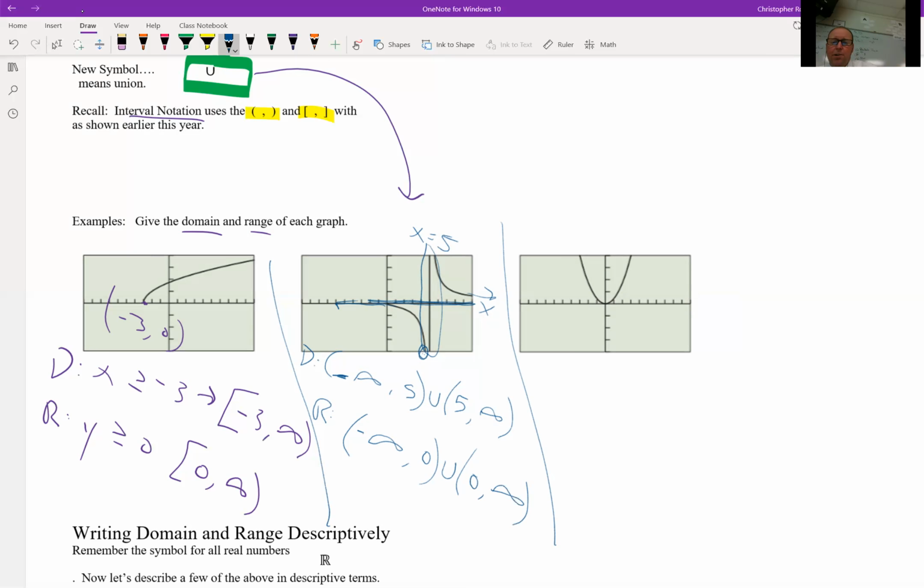All right, the last one is a quadratic. Domain-wise, it's very tempting to just say it's all real numbers. But remember, that's negative infinity until we get to positive infinity. For the range, we're going to start off at 0, and we're going to go to infinity. We know infinity is always going to be parentheses, and since 0 is the vertex, we're going to use a bracket on that one.